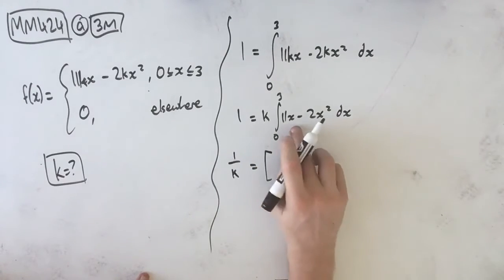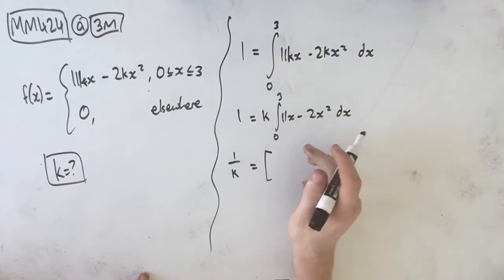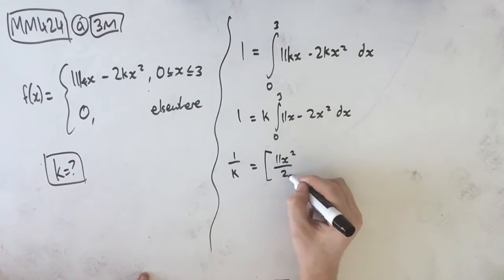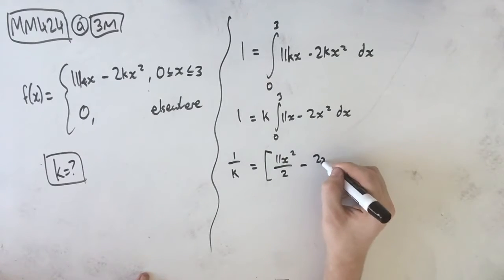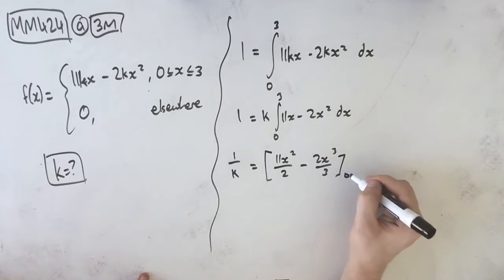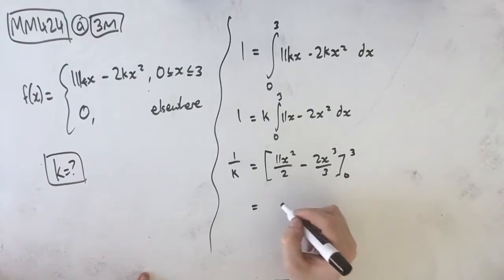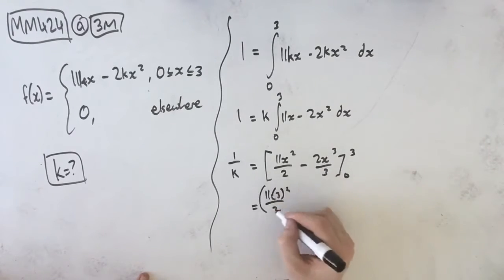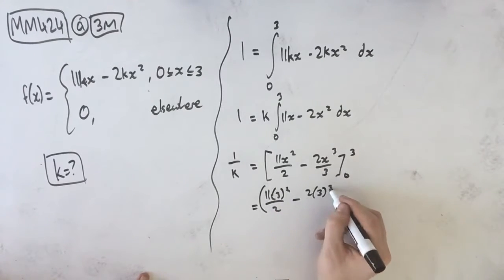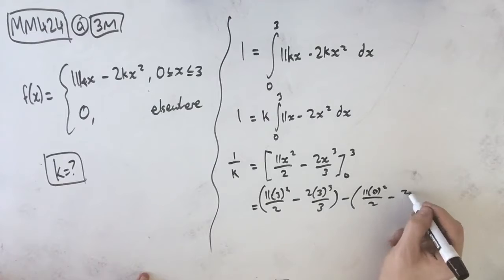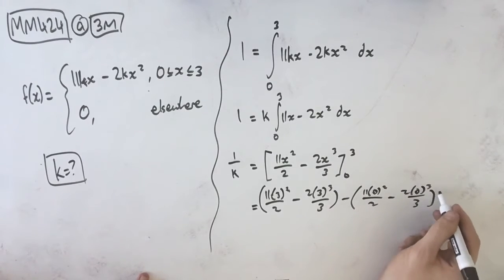So then we have our integral. We can now just integrate this normally. So we end up with 11x, add 1 to the power to 2 and divide by that new power. Take away 2x, add 1 to the power, divide by the new power. From 0 to 3. And then we can sub these in, so we get 11 times 3 squared over 2 minus 2, 3 cubed over 3 minus 11, 0 squared over 2 minus 2, 0 cubed over 3.